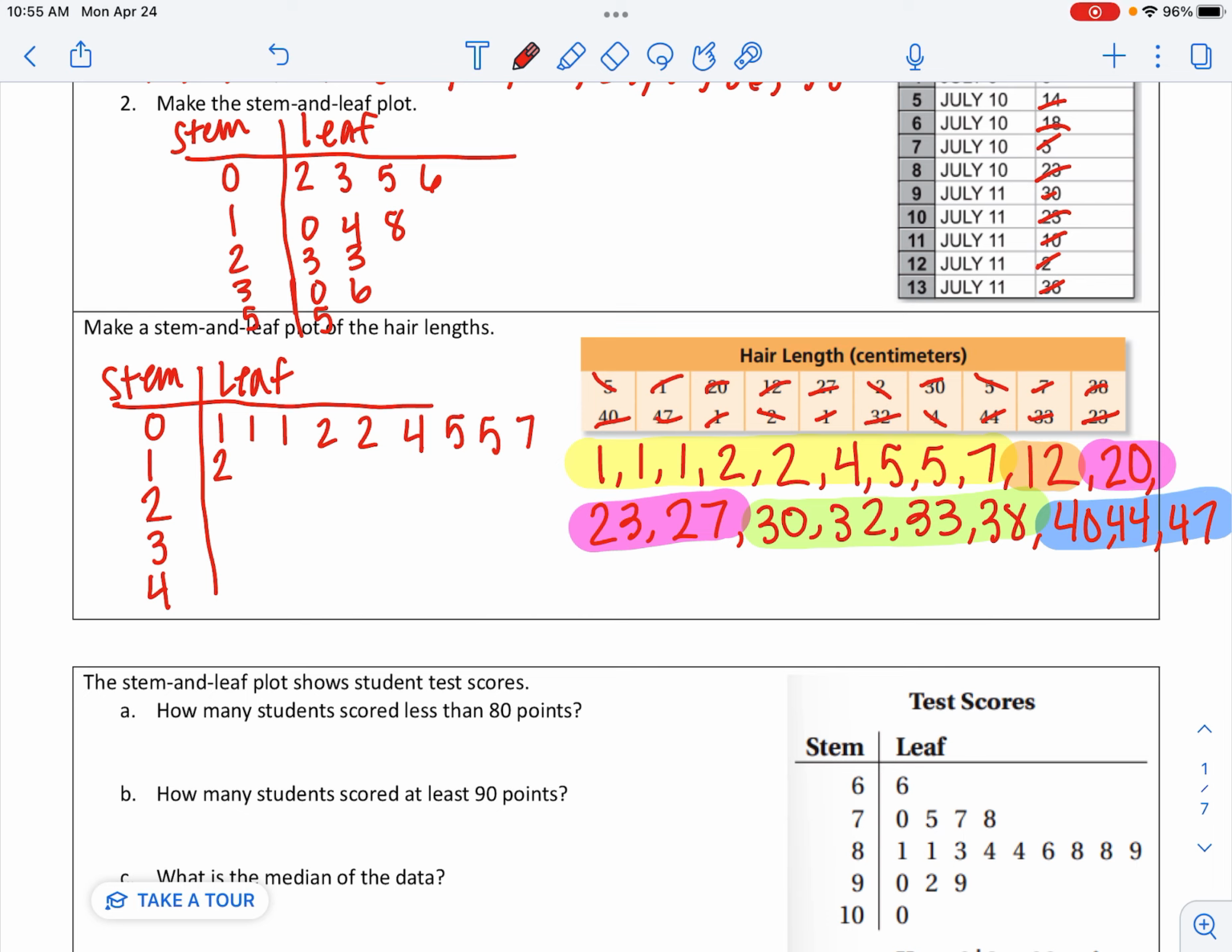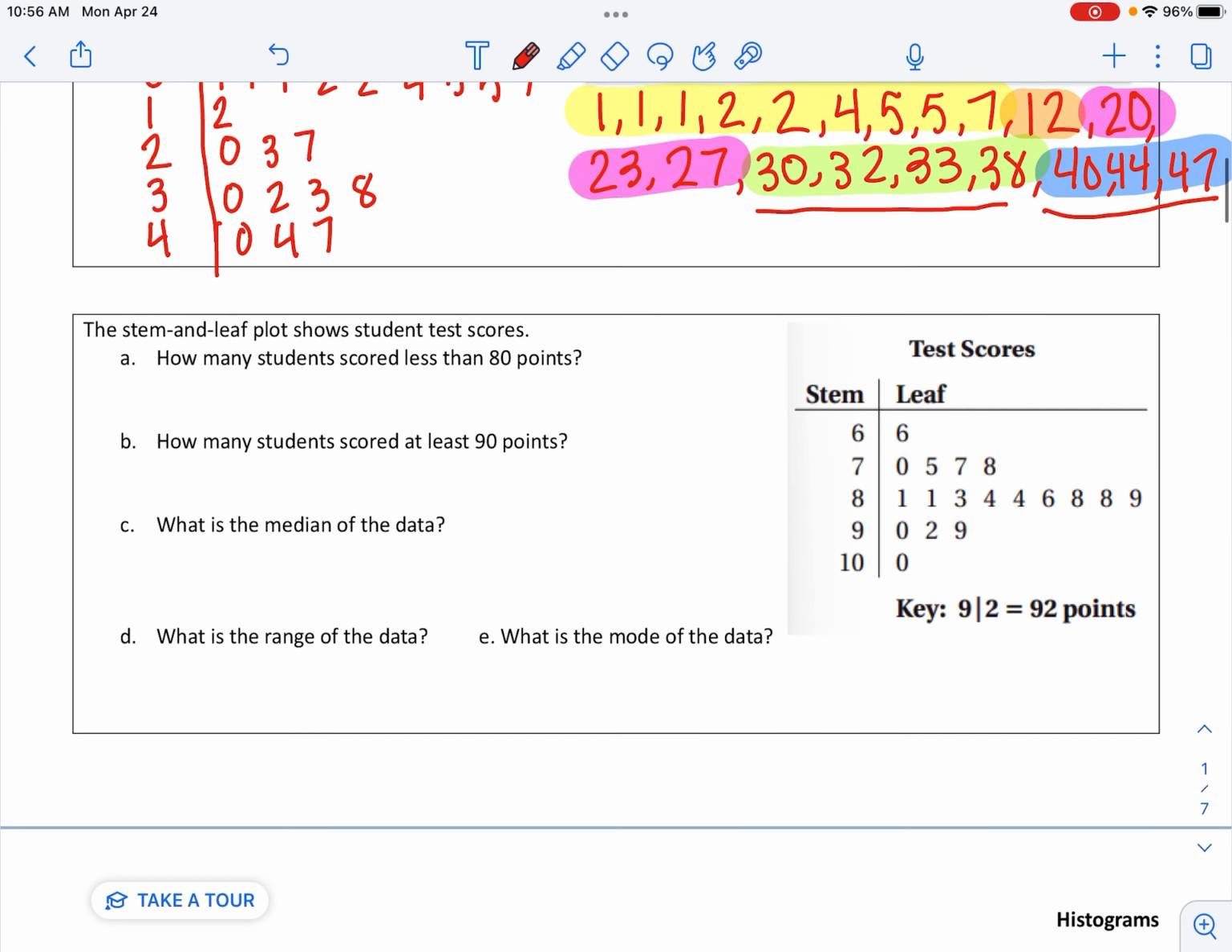So then for our 20s, we have a 20, 23, and 27. So I'm going to put 0, 3, and 7. Then for our 30s, we have 30, 32, 33, and 38. So I'm going to put 0, 2, 3, and 8. And then last, we have our 40s, and we have 40, 44, and 47. So I'm going to put 0, 4, and 7. And that's our stem and leaf plot for this one. If you want to check to make sure you have all 20, go ahead and count. And we do.